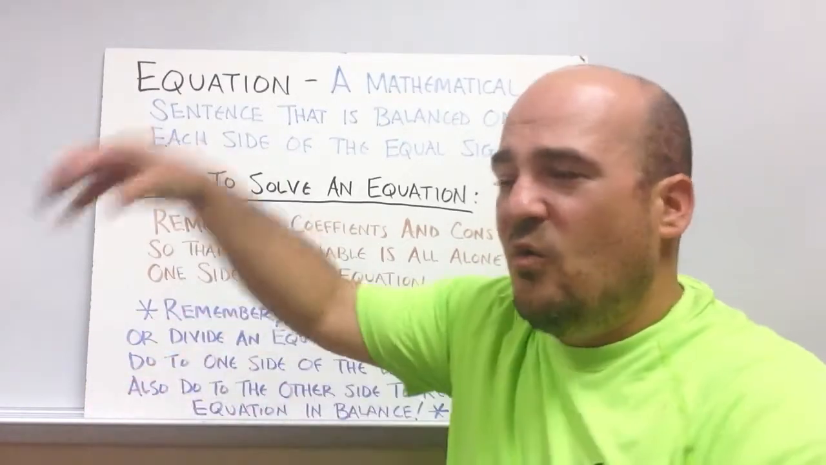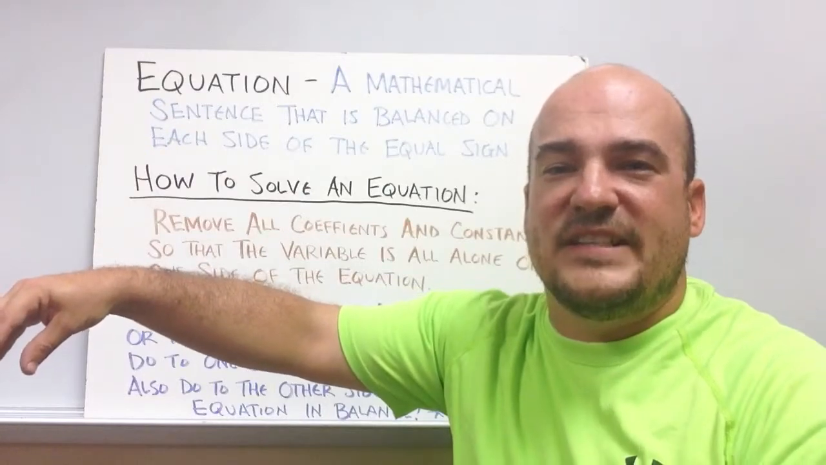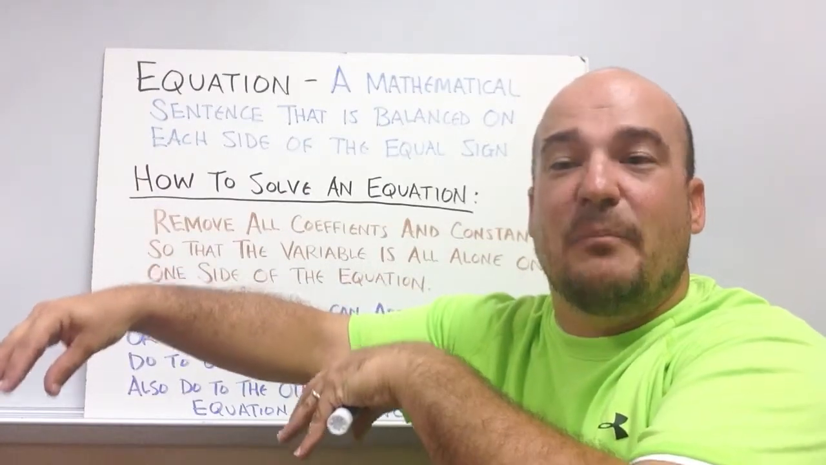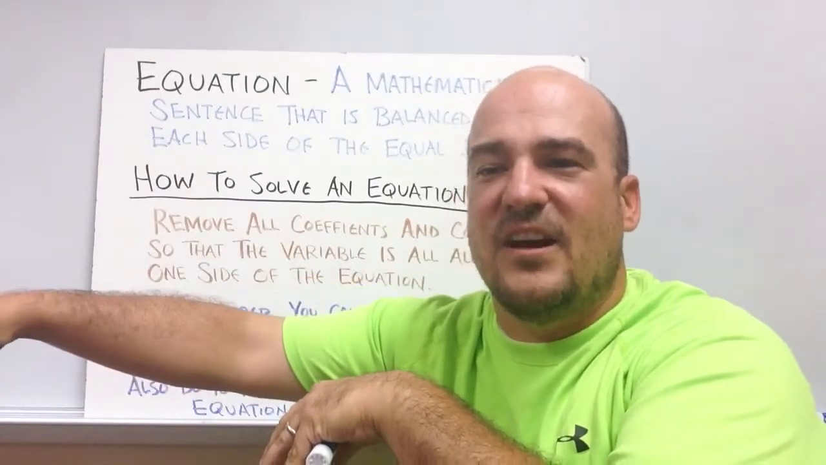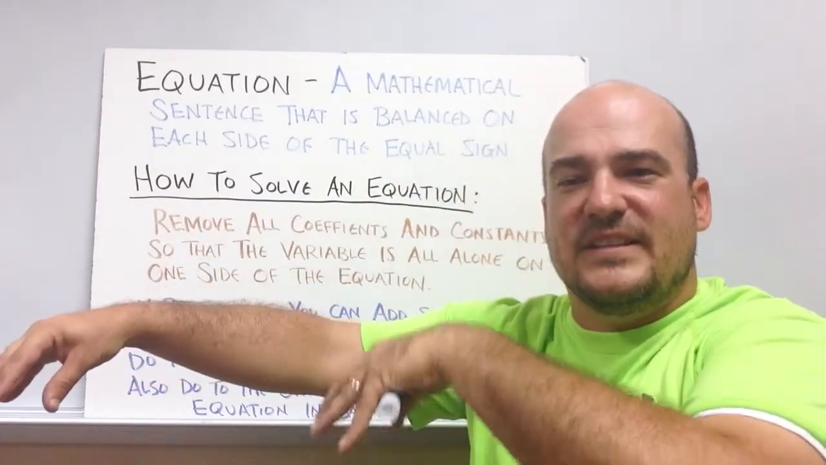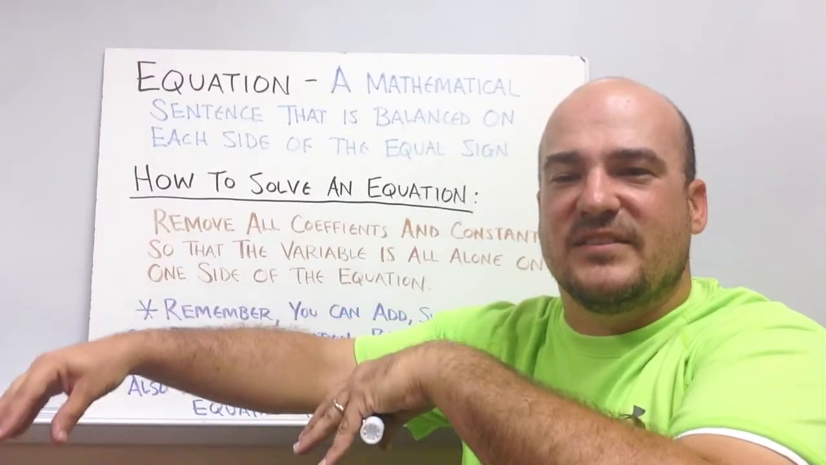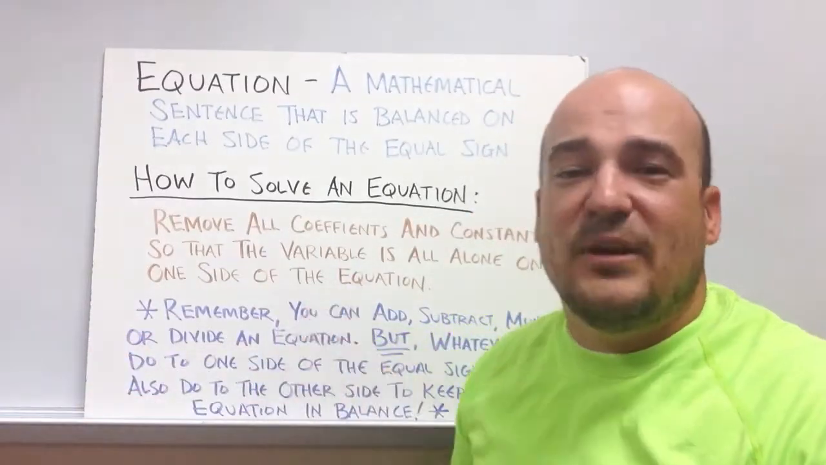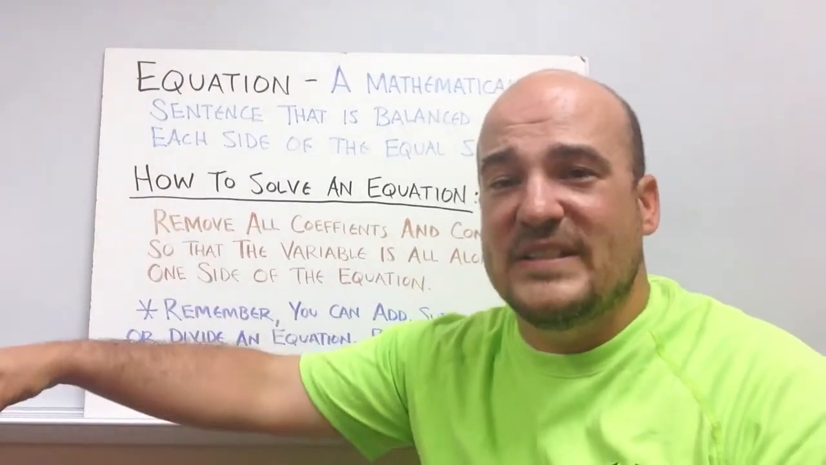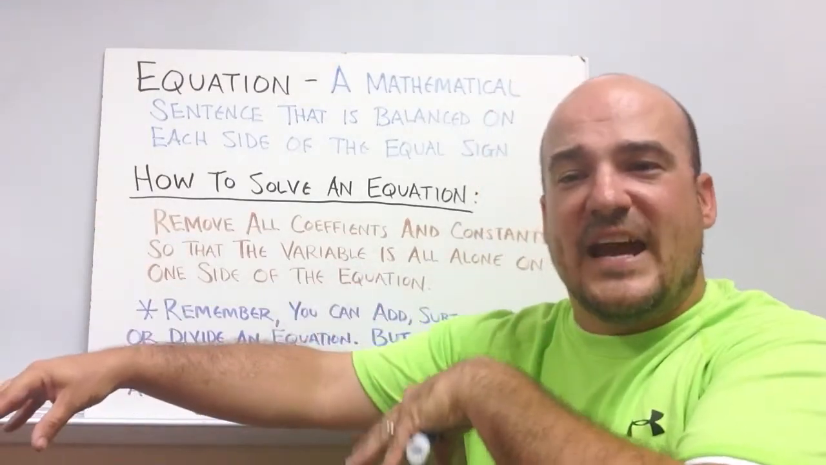If you have one child on one side of the seesaw and one child on the other side and they're balanced, then that's good. If you're going to add something to this side of the seesaw, you also need to add something to this side of the seesaw to keep it balanced. So if you add to one side, you need to add to the other side. And the same thing with equations. If you add to one side of the equal sign, you also need to add to the other side of the equal sign.